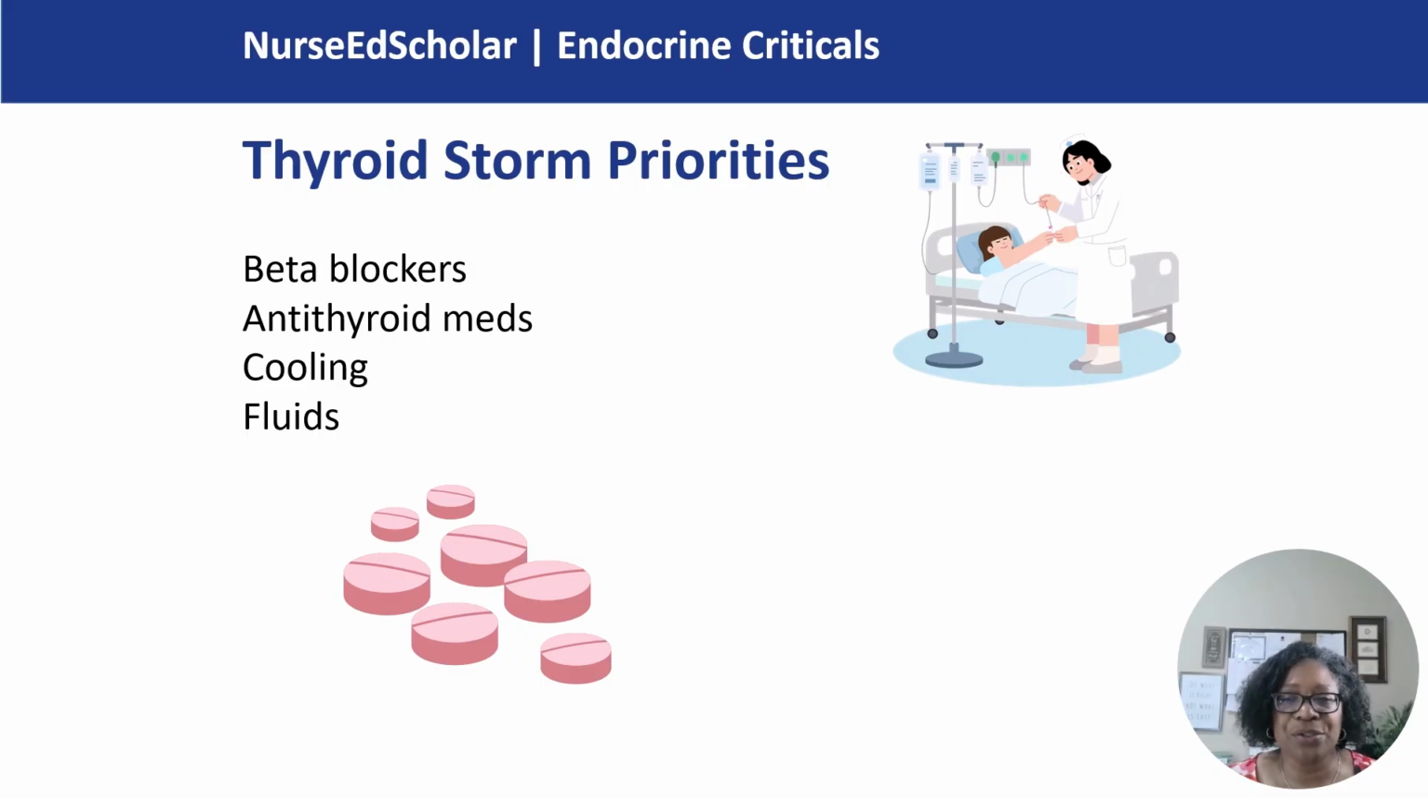You'll see cooling measures like cooling blankets. Why? Because the metabolism is revved up. You'll see orders for IV fluids. Remember, you must slow everything down on this patient. The thyroid storm is just revved up too fast, so you're going to see orders to bring everything down on this patient.